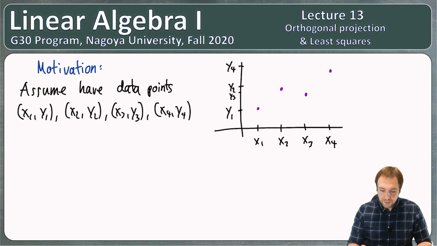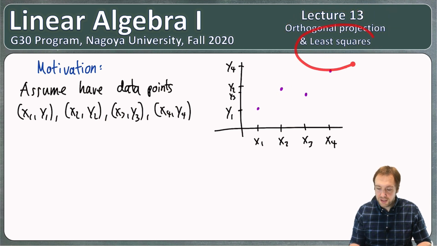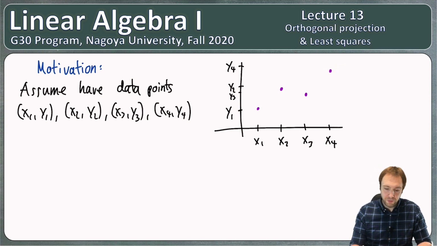And the question is, how do you find actually the best fitting line through these points? And the answer will be by using orthogonal projection and this least square method. But first we need to translate this problem here into a linear algebra problem.